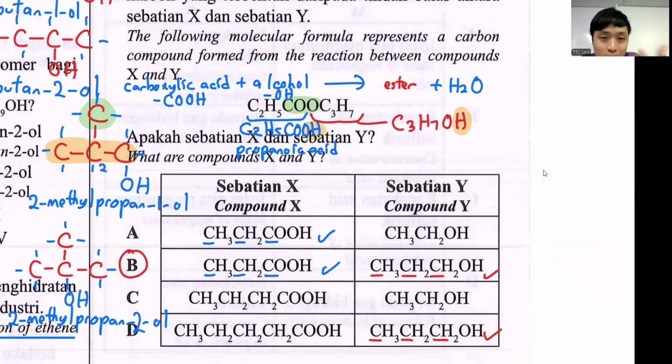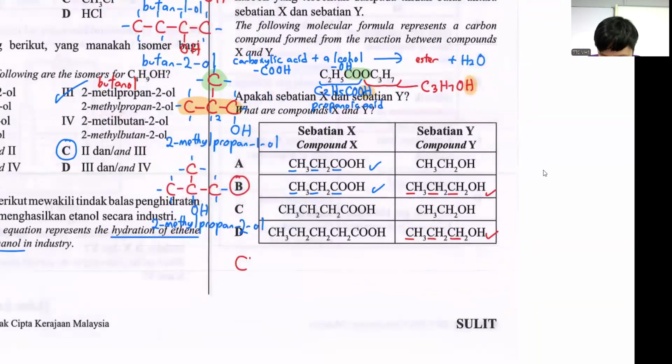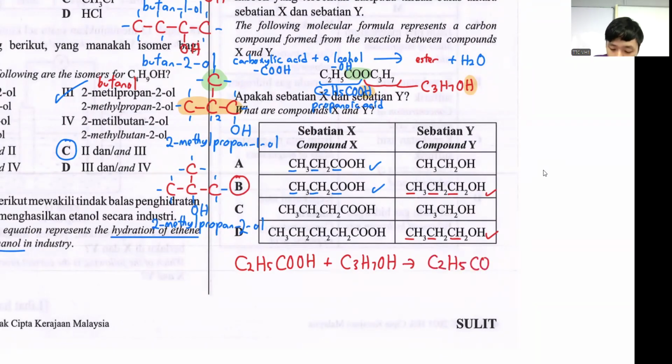Because the actual equation is like this: C2H5COOH reacts with C3H7OH. Acid reacts with alcohol. You will get the ester C2H5COOC3H7 and water.